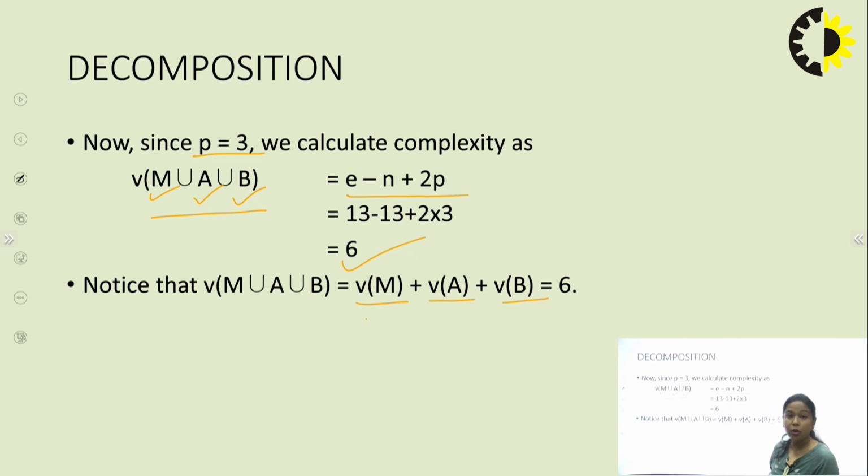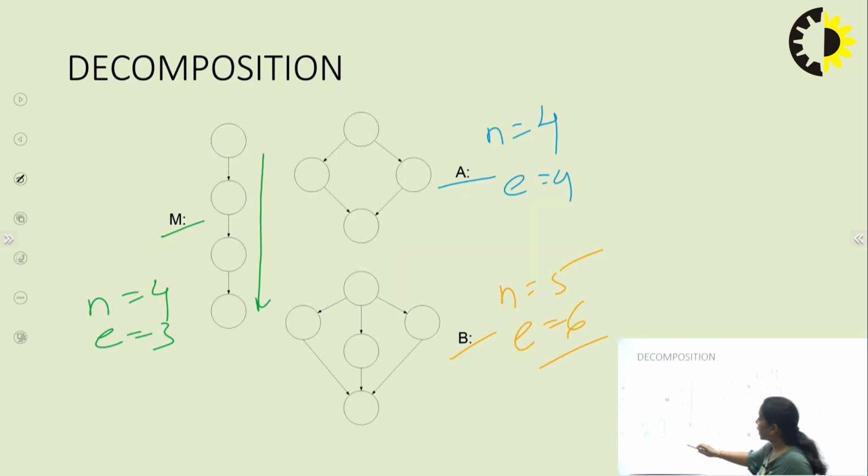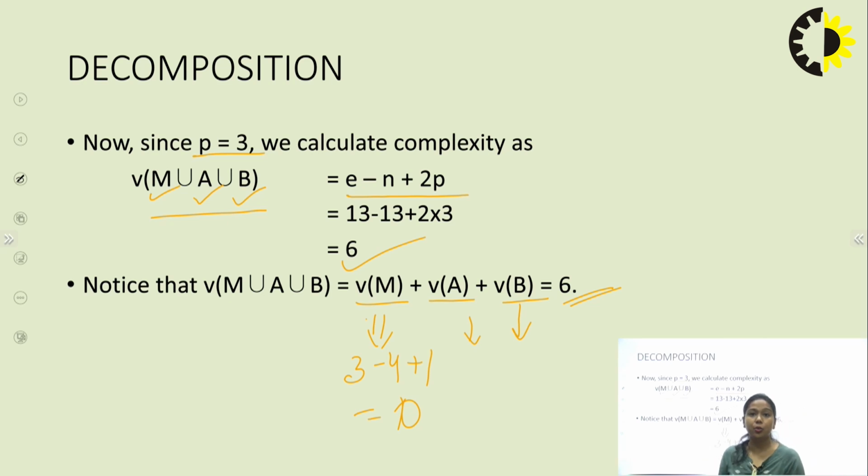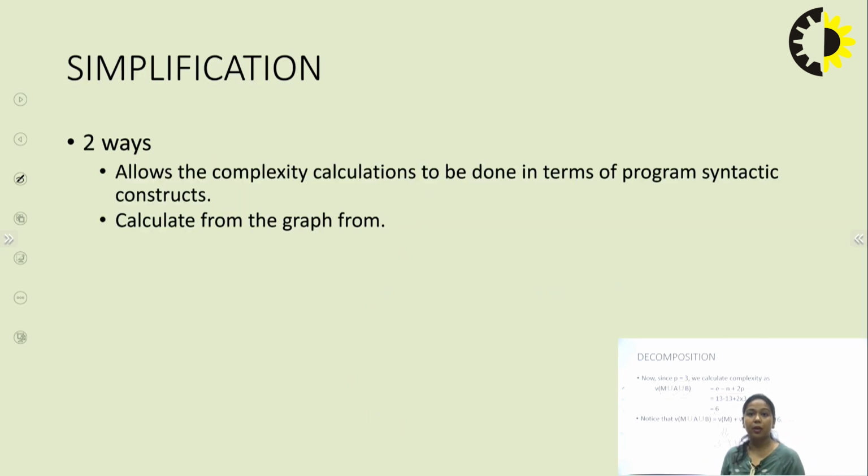So how are you going to calculate it? As you know that it is 4, 3. That means here it will be 3 minus 4 plus 1. How much will it be? It will be 0. That's how you are going to calculate each and every complexity like this and like this. And the sum will be 6. This is the complete control graph complexity in this program.